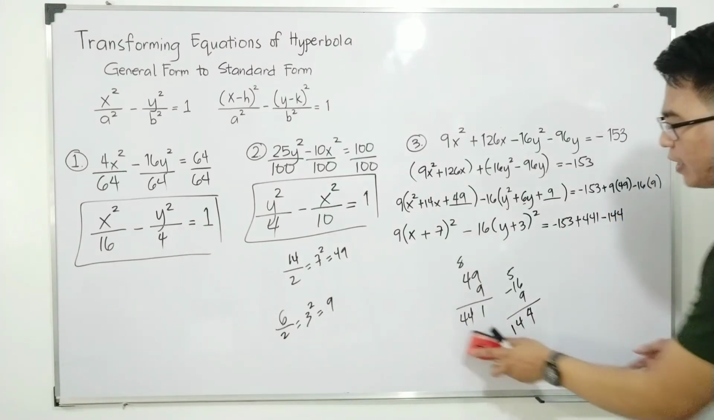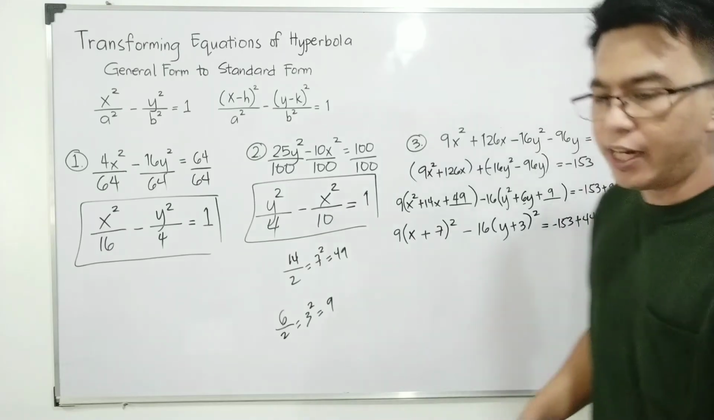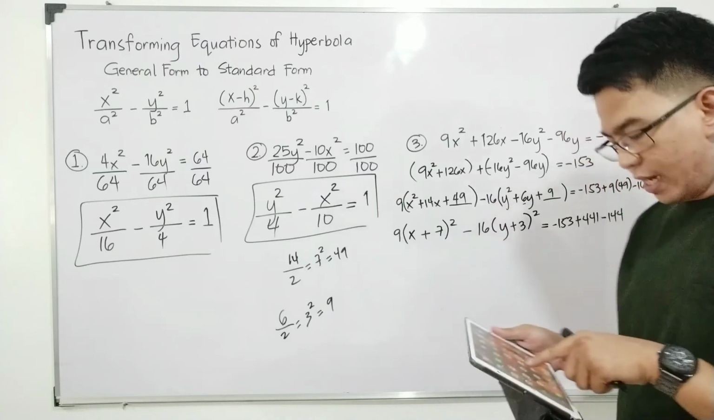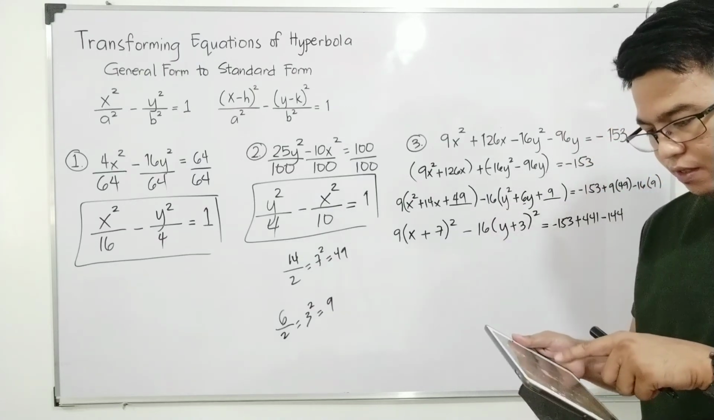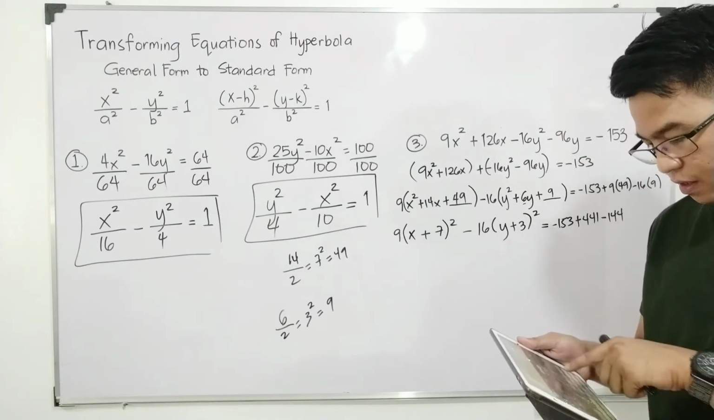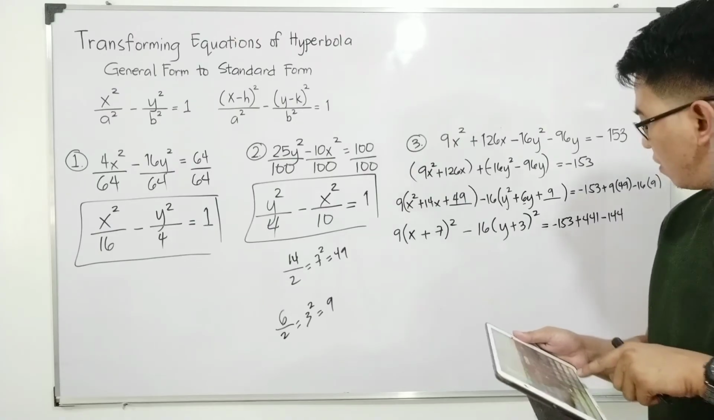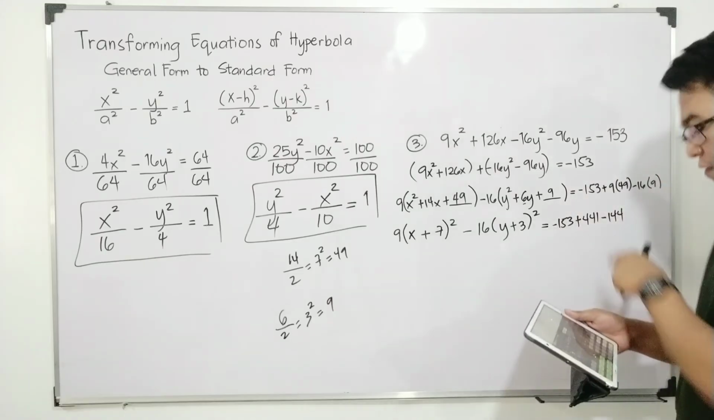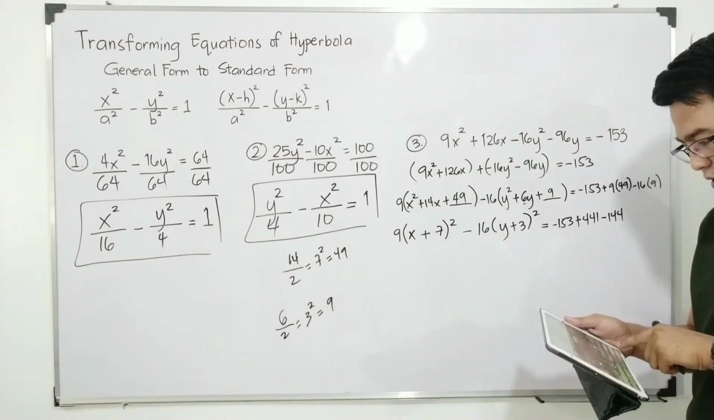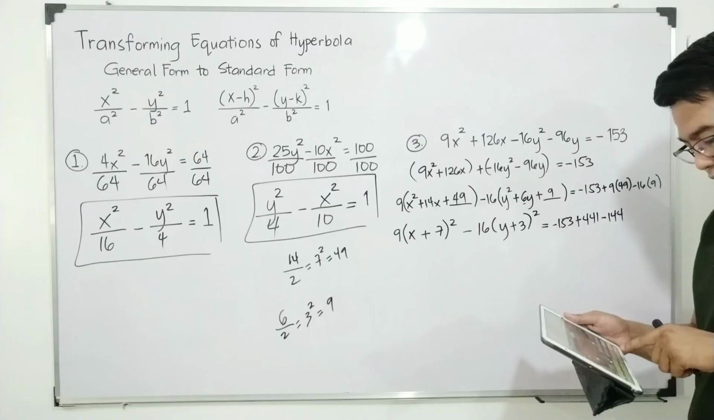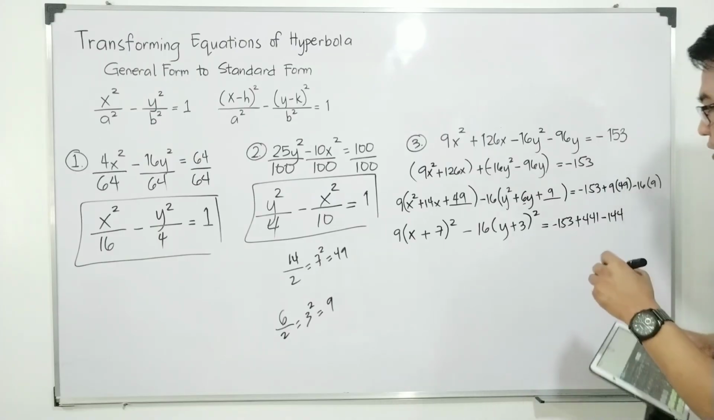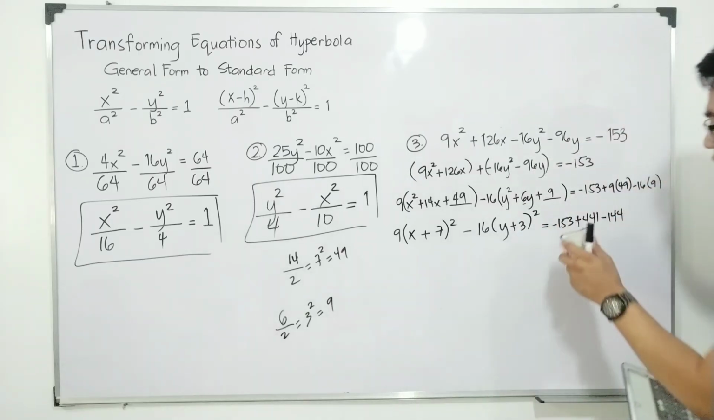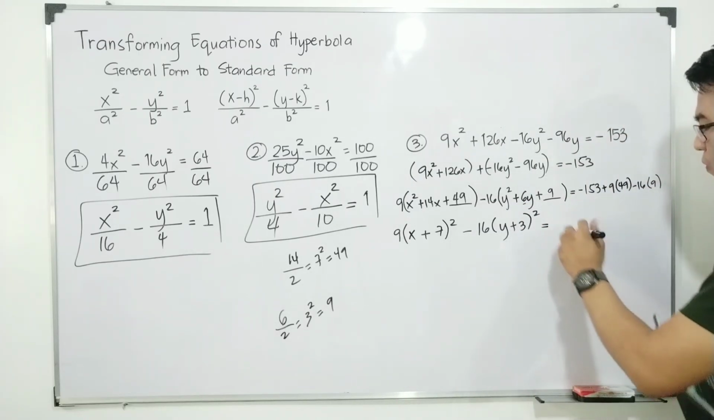So what we will do is we will add them. Gamit na tayo ng calculator para mas mabilis tayo. Sayang kasi ang oras. So we have negative 153 plus 441 minus 144. The answer is 144. So, burayin natin to. Ang simplified form nito guys ay 144.